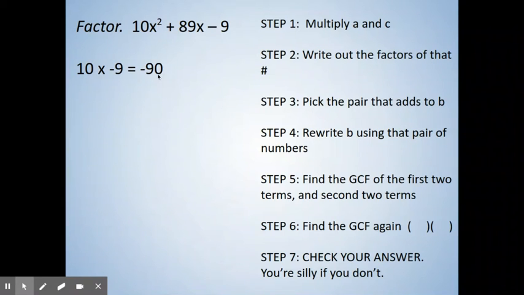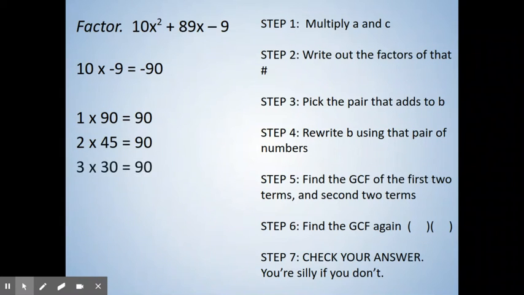We're going to use 90 and think of all the different combinations that multiply to give you 90. So for example, 1 times 90 gives you 90. 2 times 45 gives you 90. And we could keep going and generate a list of all of the different combinations.